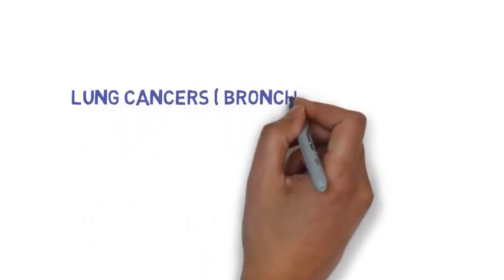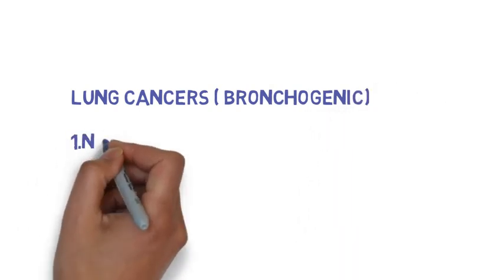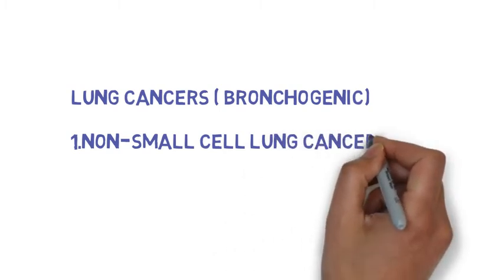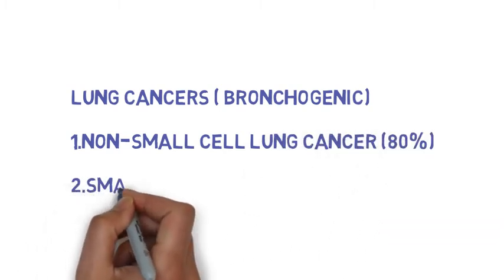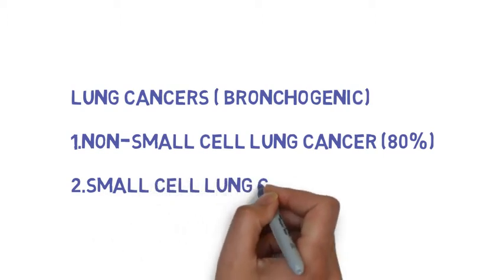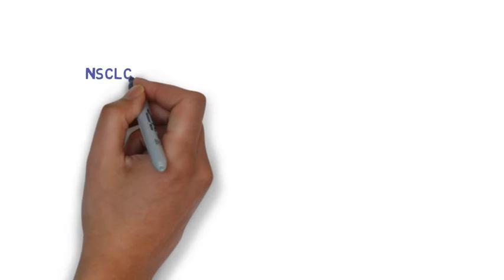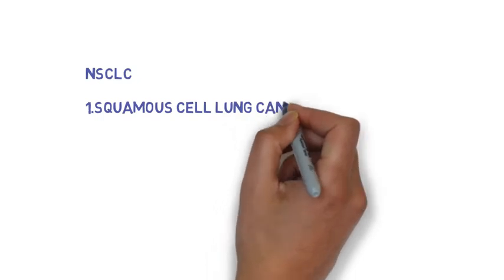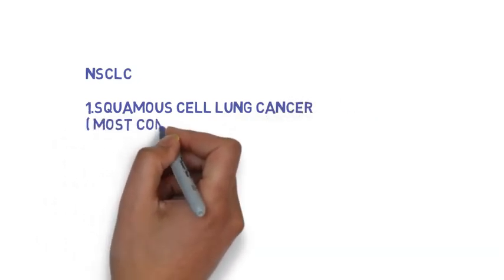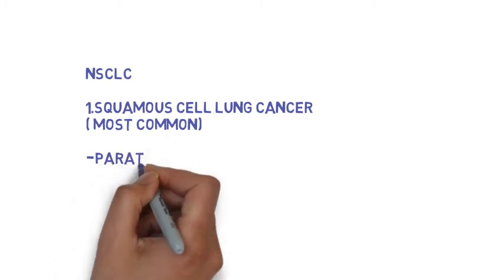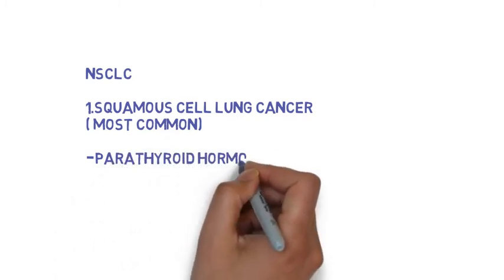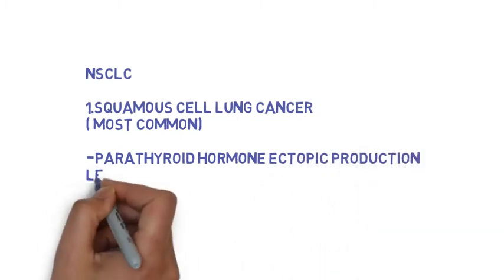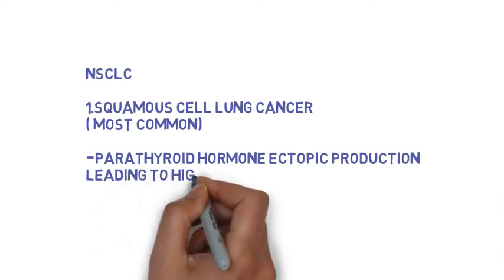Most lung cancers are bronchogenic, and lung cancers can be divided into non-small cell lung cancer, making up 80%, and small cell lung cancer, making up 20%. Of the non-small cell lung cancer, squamous cell carcinoma is the most common. Squamous cell cancers are associated with the ectopic production of parathyroid hormone, and therefore they may be detected in patients who have hypercalcemia.